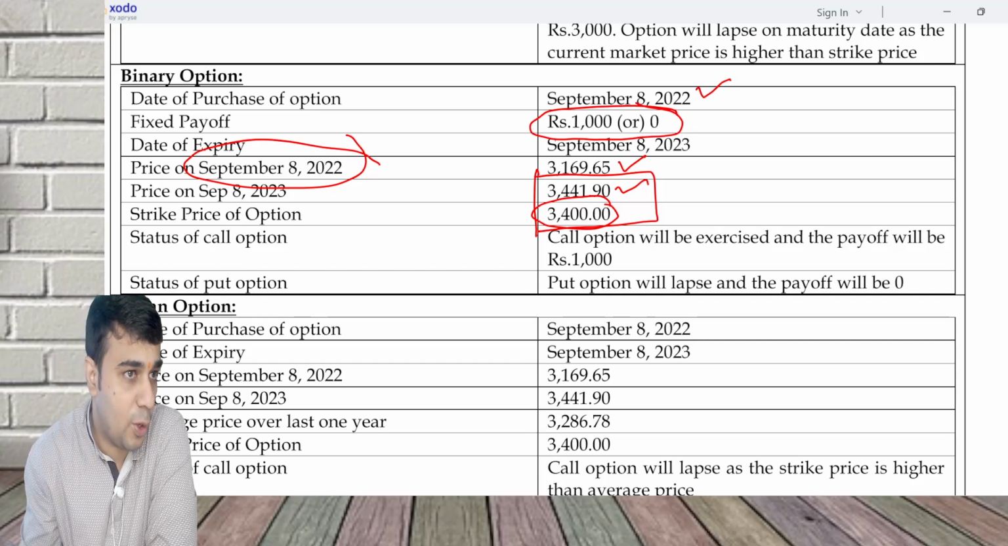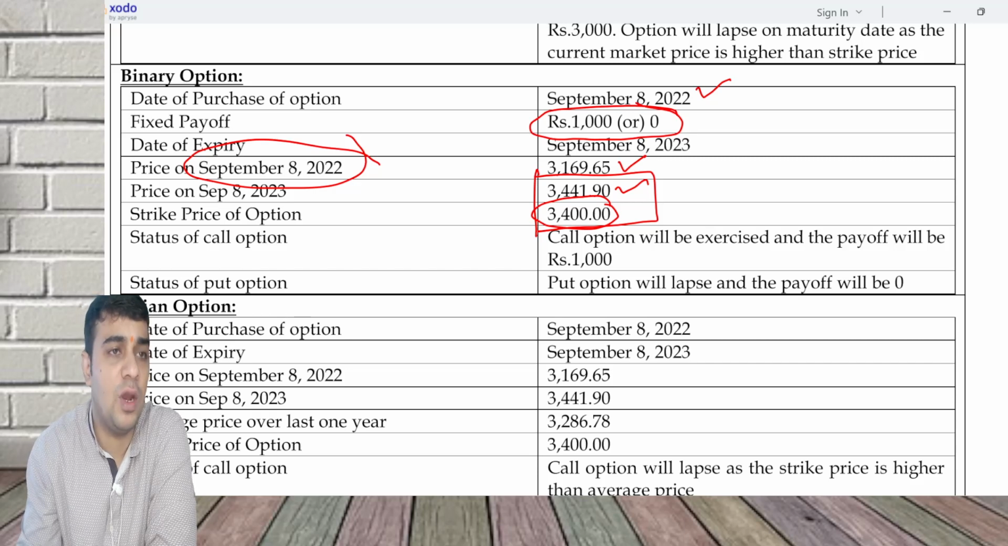Any doubts on binary option? There are some 8-9 options in your material. The first option I've discussed is a binary option. Any doubts? Well, premium is paid on day 0. Whatever premium is not fixed. Premium you'll have to pay on day 0, no? The last day payoff is fixed. It's either 1,000 rupees or 0 rupees.